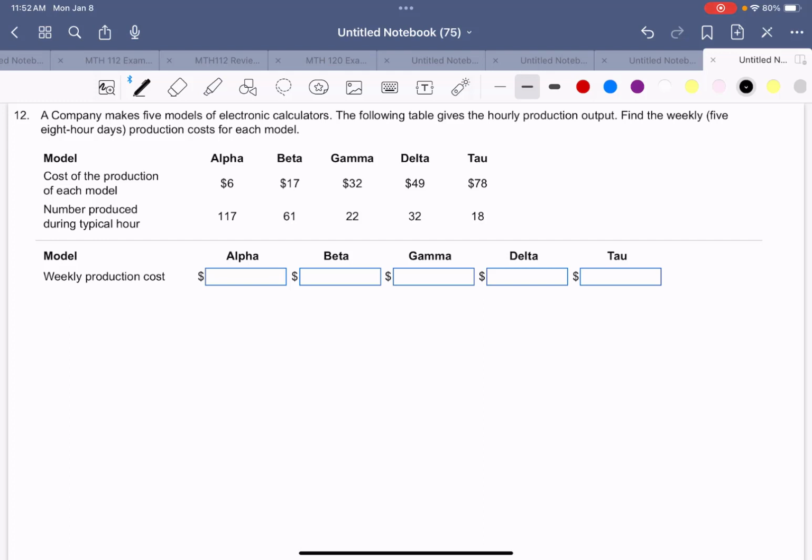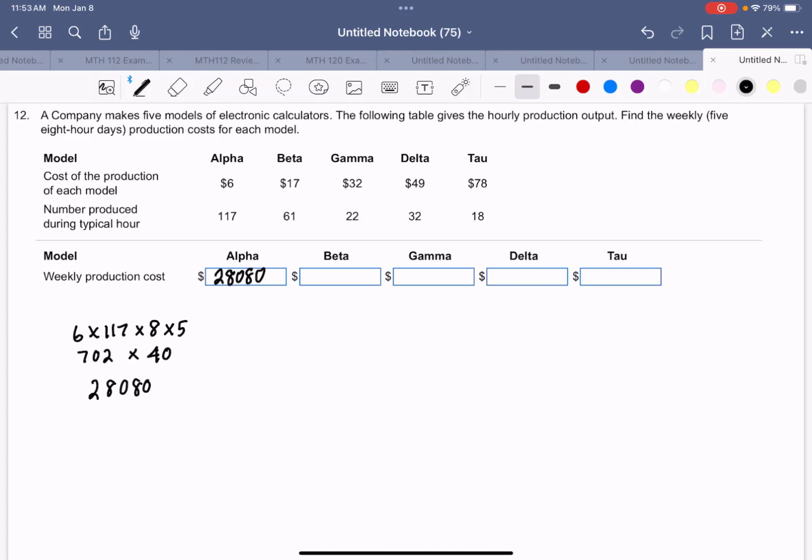So the alpha weekly production cost, well, is $6 for 117. So that's 6 times 117, and then times an 8-hour workday times 5 days per week. So that's going to be 6 times 117 times 8 times 5, which is 28,080. You can also think of this as 6 times 117, so that's $702 to produce the alpha for a 40-hour work week. So 702 times 40 is also 28,080. So that's our cost for alpha.